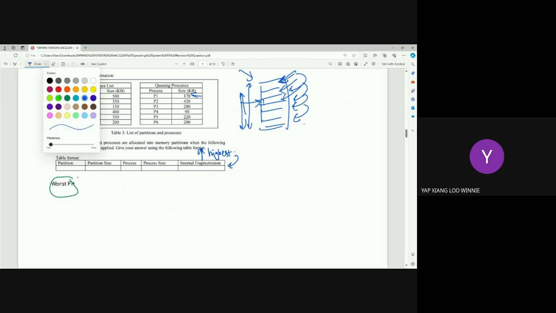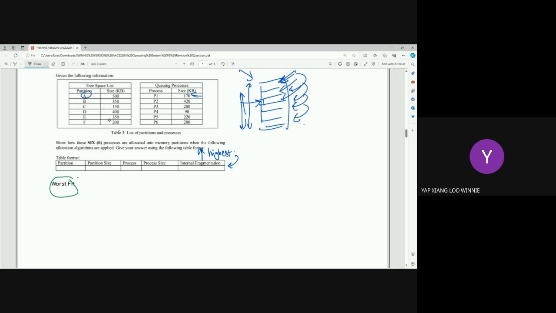Now, if it is best fit, we scan through, okay, we go up and down, and we think, oh, F will give us partition F 200, right? The least fragmentation. So best fit is in partition F. First fit is in partition A, because it's the easiest: you just go through, okay, this one can hold, then we put it in. So this one is first fit, and this one is best fit.